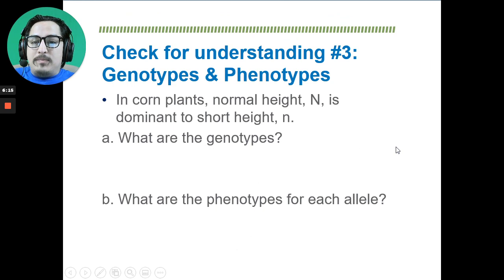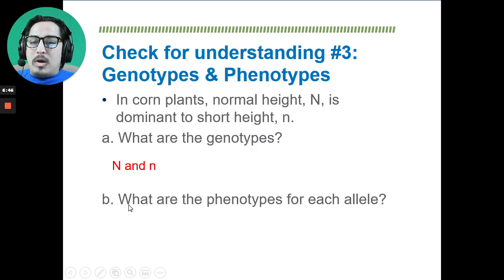Now, check for understanding number 3. Let's compare genotypes and phenotypes one more time. So, in corn plants, normal height is capital N, and that one is dominant to short height, lowercase n. So what are the genotypes? The letters, it's capital N and lowercase n, right? They give it to you right here. Capital N, lowercase n, because genotypes are letters.